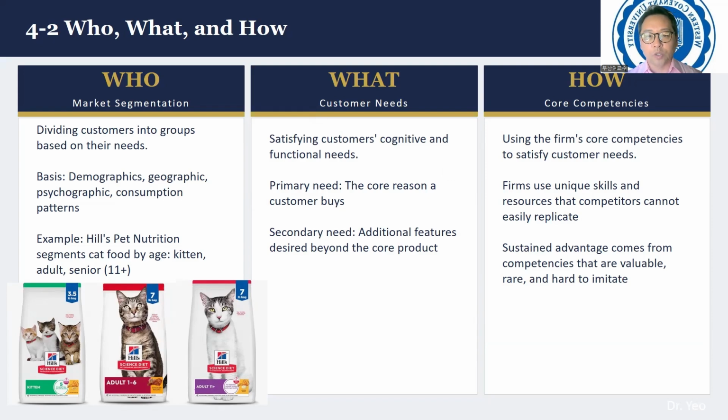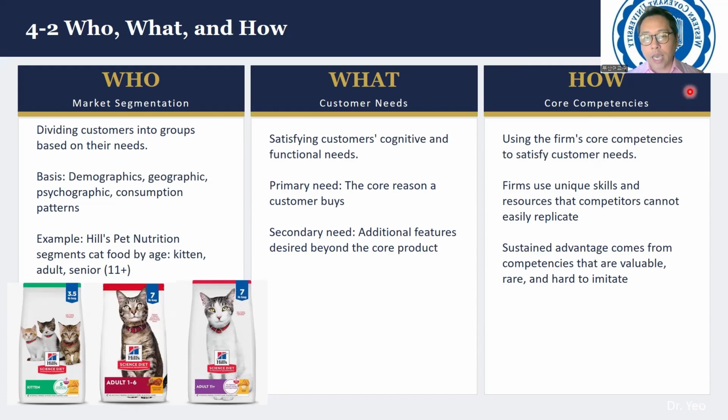Maybe you also want comfortable seats, good audio, or fuel efficiency, and a luxury shape that you want to show off. So those are the secondary needs. The firms must understand both levels. And third, how to satisfy those needs. This is where core competencies come in.